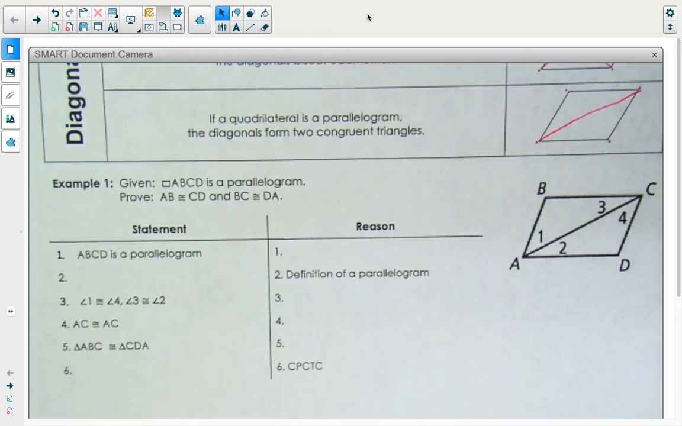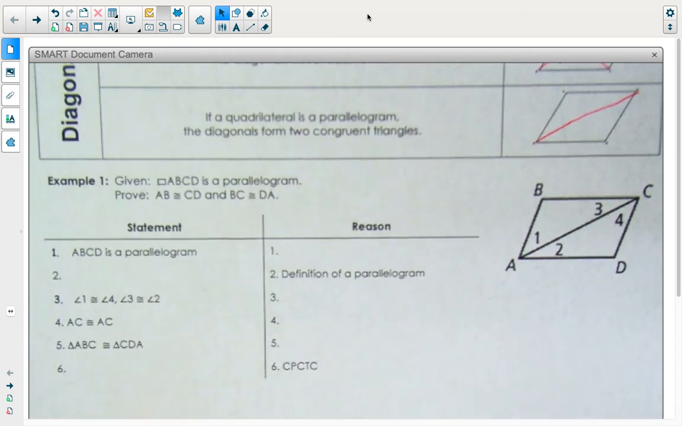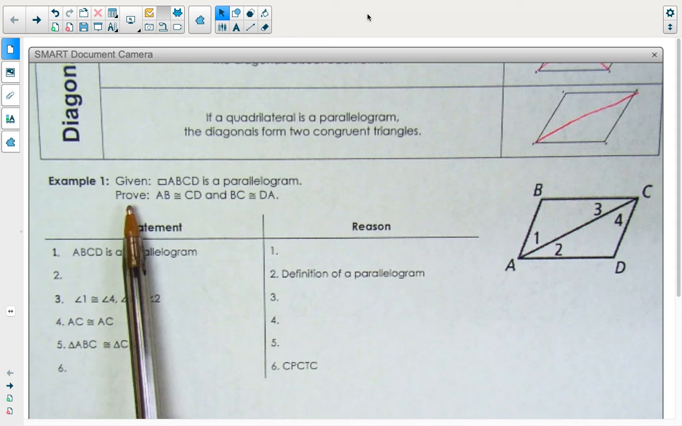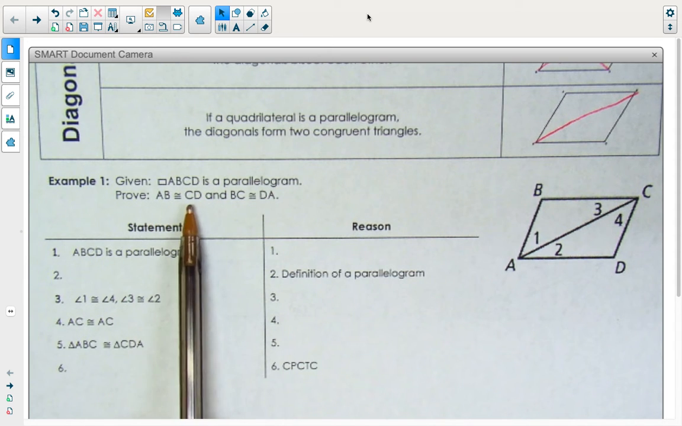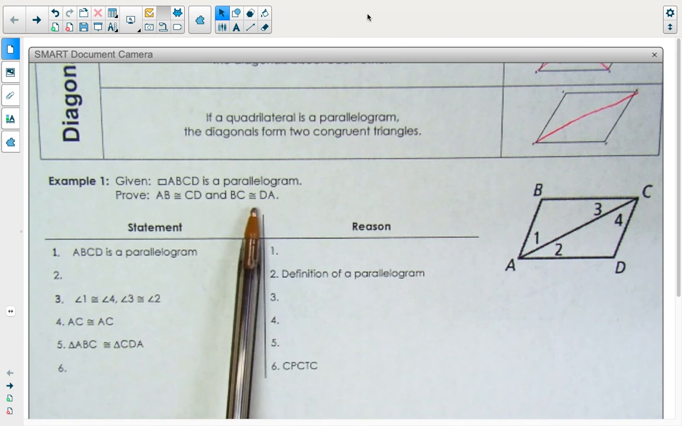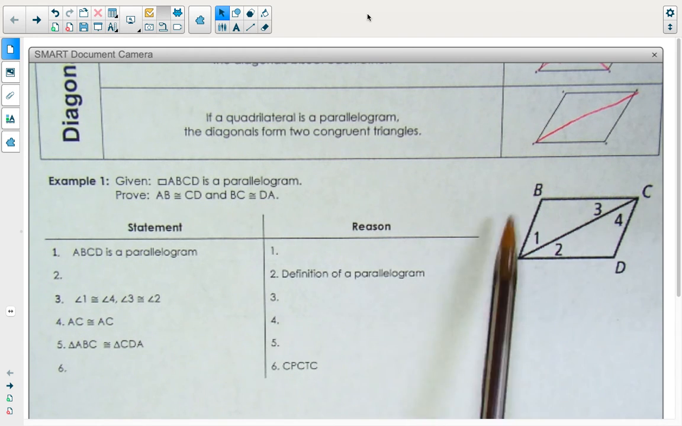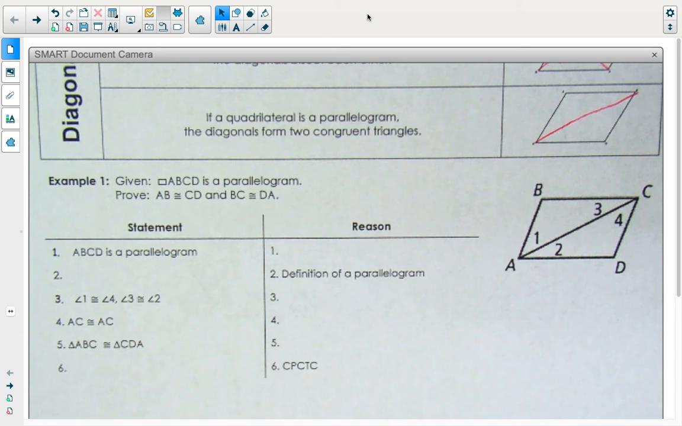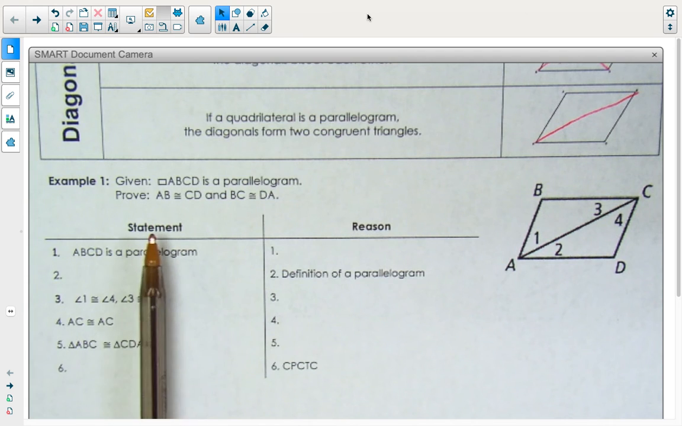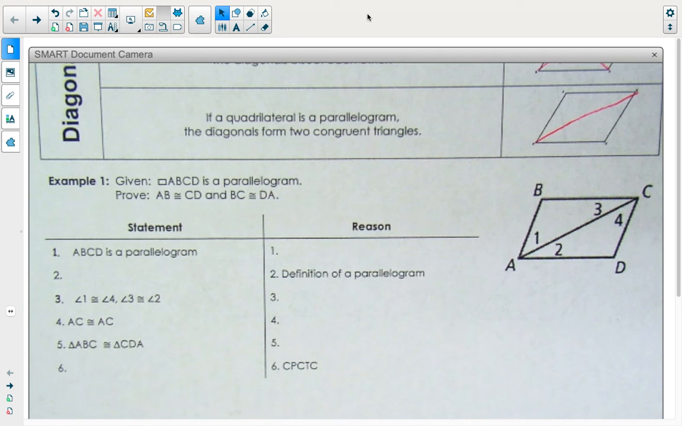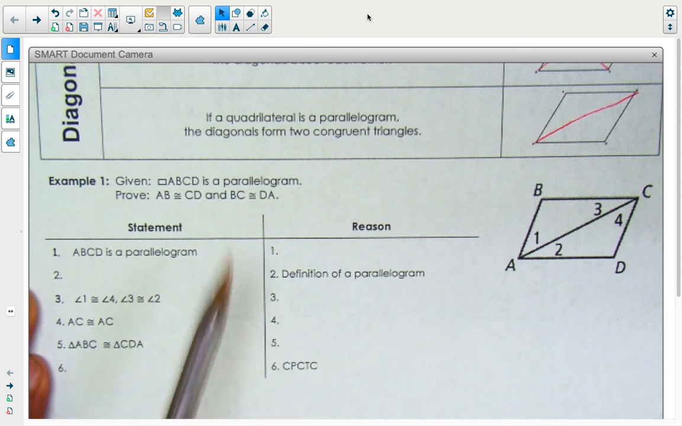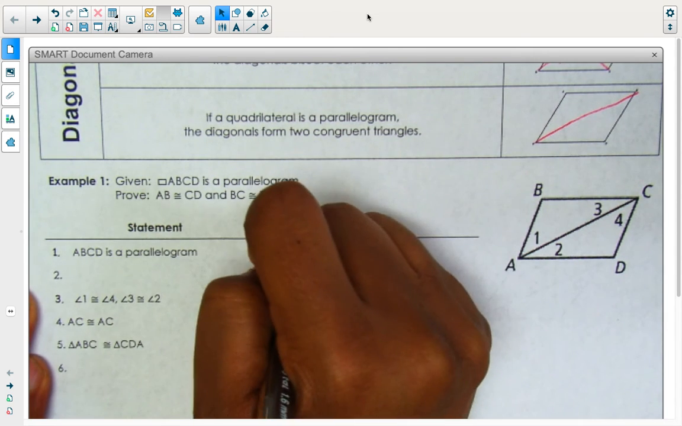So here is the first one. Given that ABCD is a parallelogram, we want to prove that AB is congruent to CD and BC is congruent to DA. So we're given this over here. So the key word is that we want to prove it using different reasoning points so that we can show that AB is congruent to CD and BC is congruent to DA. So first, our statement, ABCD is a parallelogram. What's our reason for that? Because they gave it to us up here. So that is given information.